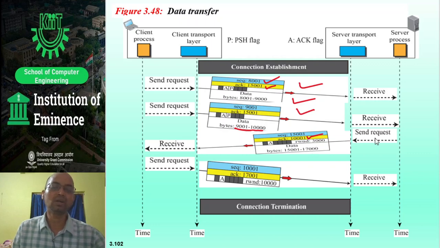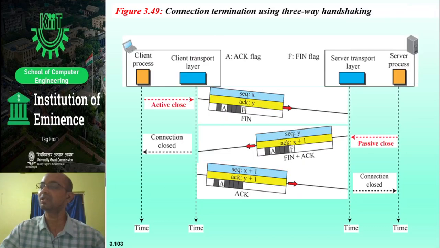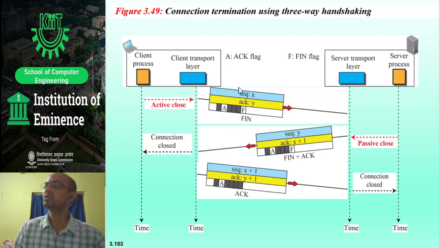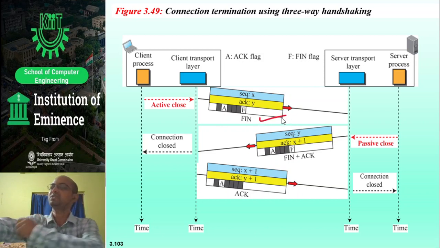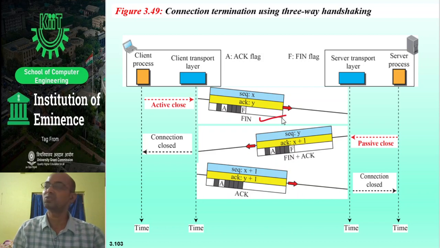Once it is done, the next phase is called the connection termination phase. In the connection termination phase, what happens? One of the parties has to say that yes, I have done it, meaning I have nothing to transmit next. So in this case, the client says FIN. It sets the FIN flag to one. FIN means I have nothing to transmit, so you can accept my finish information.